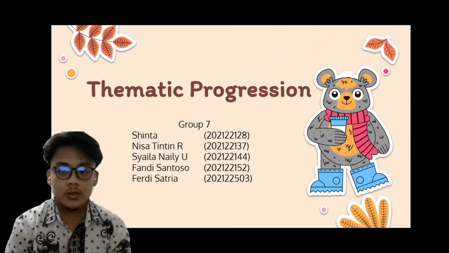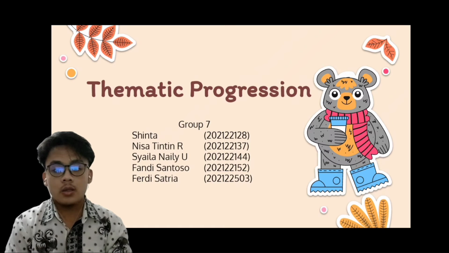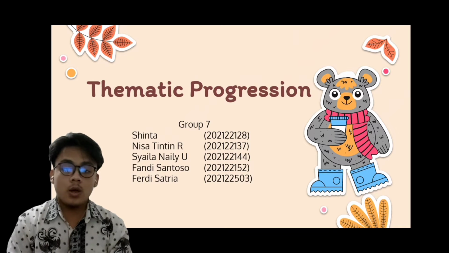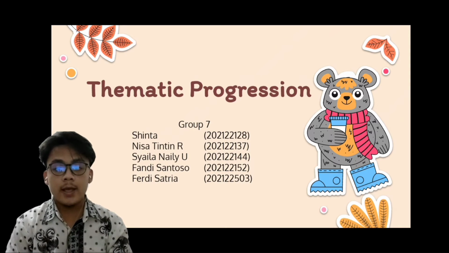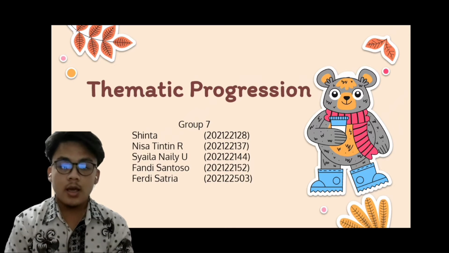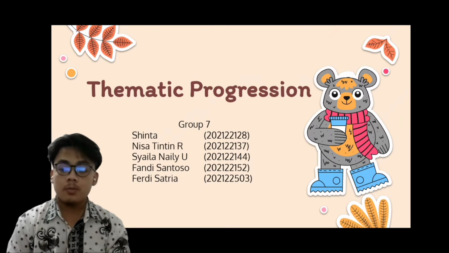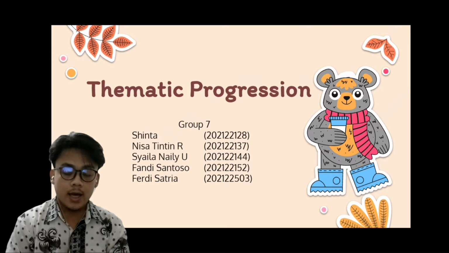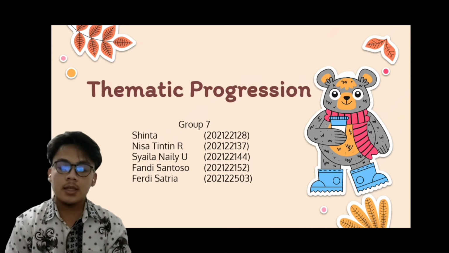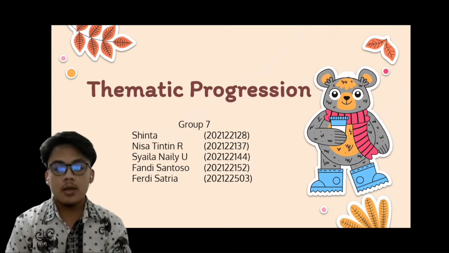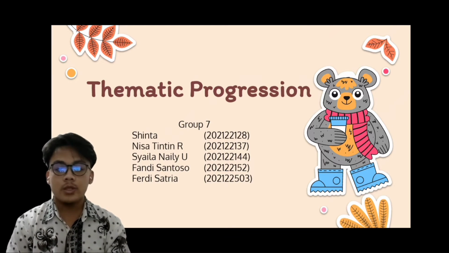My name is Fandi Santoso, and my student number is 202122152. In this discussion, we from Group 7 will explain thematic progression, and I will also mention the members of Group 7. First is me, Fandi Santoso, as moderator; number 2 is Shinta; number 3 is Nisa Tintin Rusmiati; number 4 is Syaila Ulwa; and the last, number 5, is Ferdi Satria. So without further ado, let's move to the material.